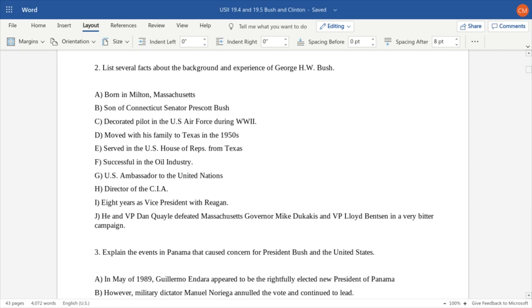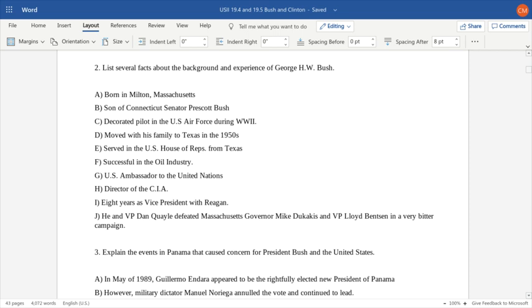In terms of security, he was the director of the Central Intelligence Agency, or the CIA, which is our spy-related organization in our country. He served for 8 years as vice president of the United States with President Reagan. He, along with his vice presidential running mate, Dan Quayle, a relatively young senator, defeated Massachusetts Governor Mike Dukakis and his senior vice presidential running mate, Lloyd Bentsen, in a very difficult campaign.